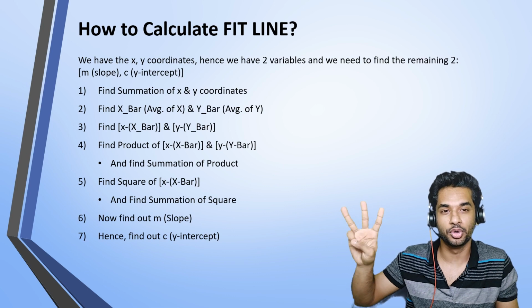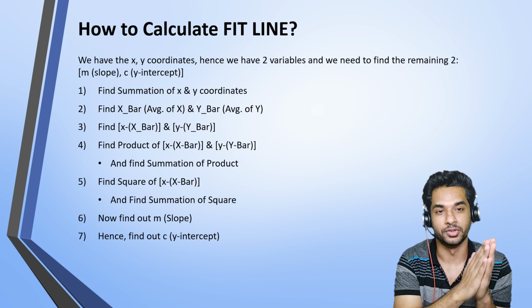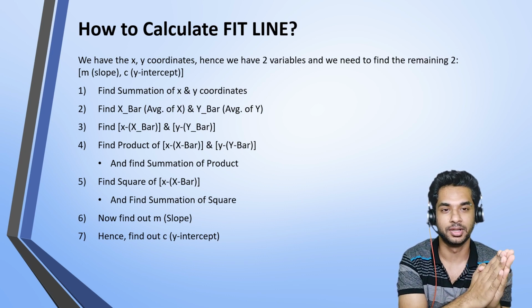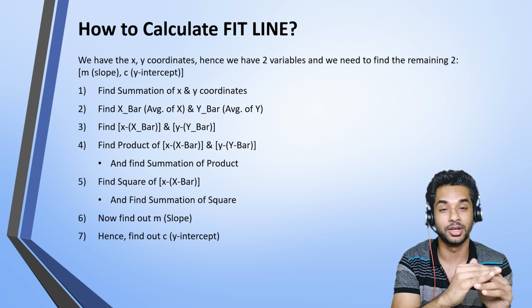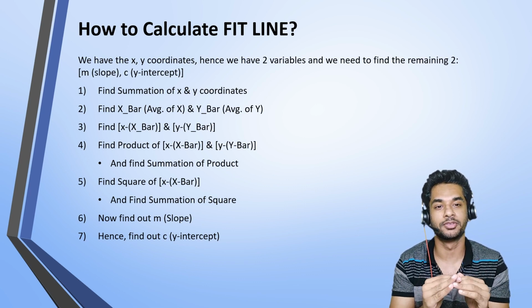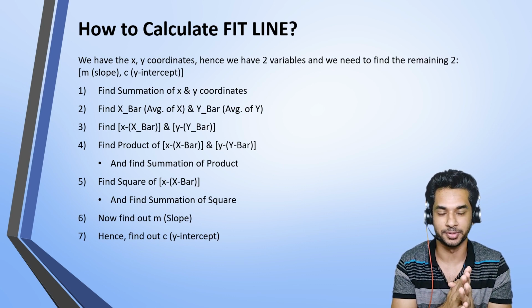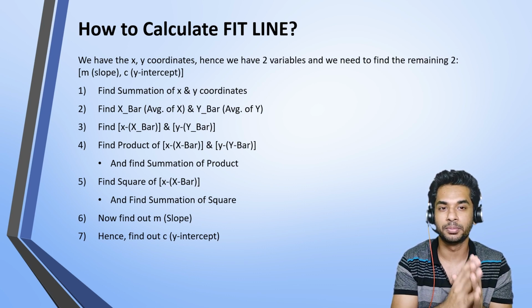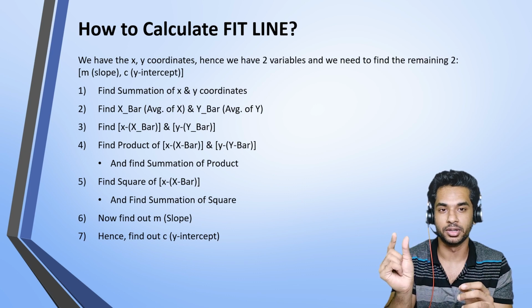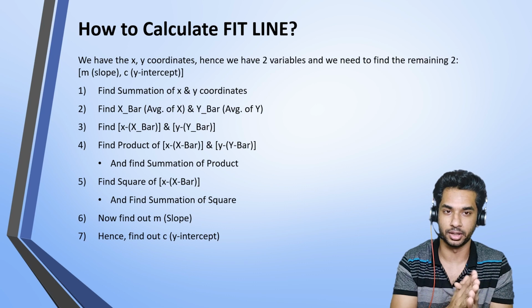What is the thing that we don't need? We don't need the y coordinate, because the y coordinate that we have is not very correct. We need to improve the y coordinate. That is why we are drawing a fit line. That is why we are going for linear regression, because we are improving the points, the y coordinate. So we have to calculate the y coordinate again.